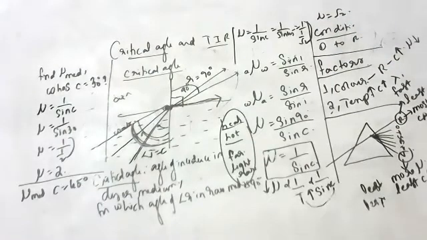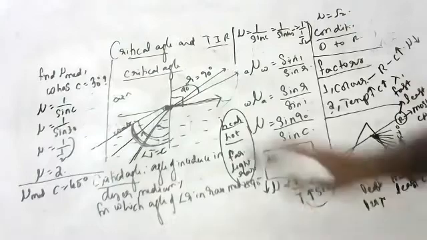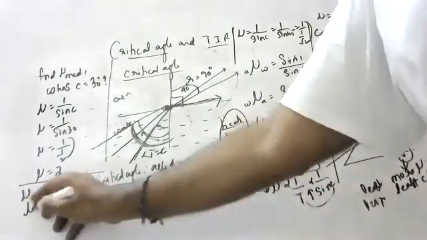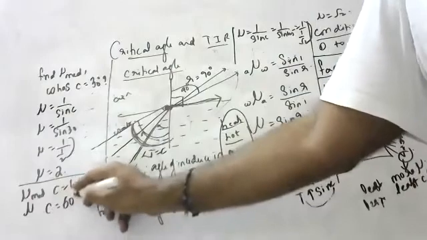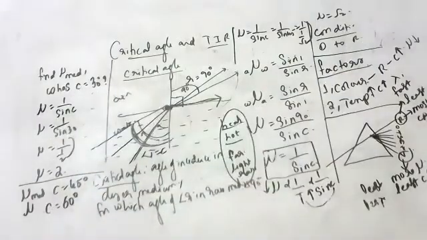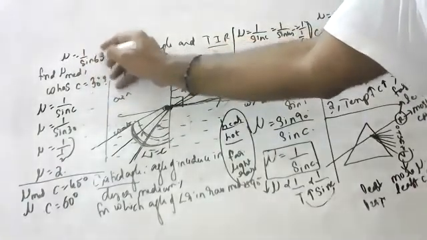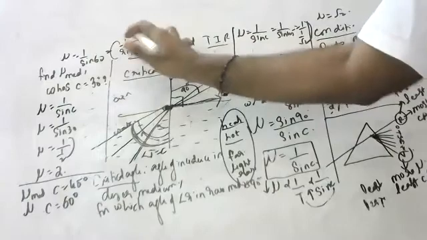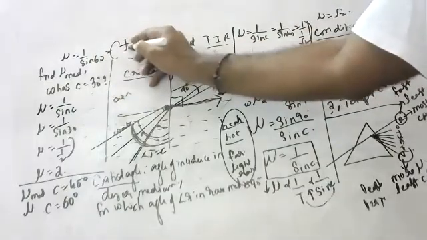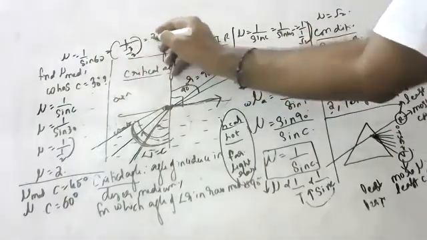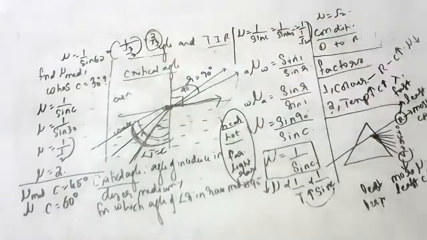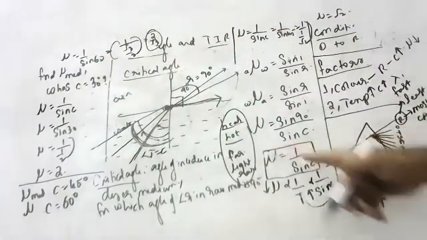Okay. So one more sum, children, for those who didn't understand. Find the refractive index if the critical angle is 60 degrees. So mu is equal to 1 by sine 60. Sine 60 is how much, children? Root 3 by 2. So 2 by root 3 is the refractive index of that medium. The formula is the same. Mu is equal to 1 by sine C.